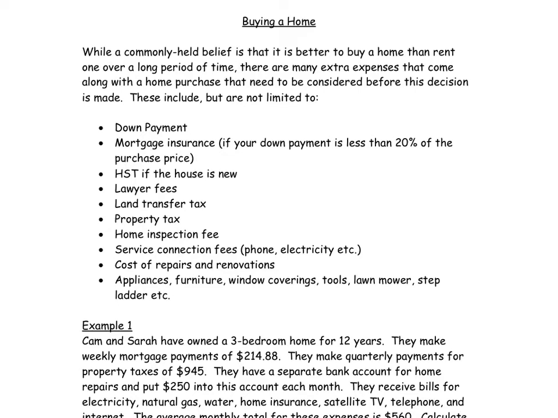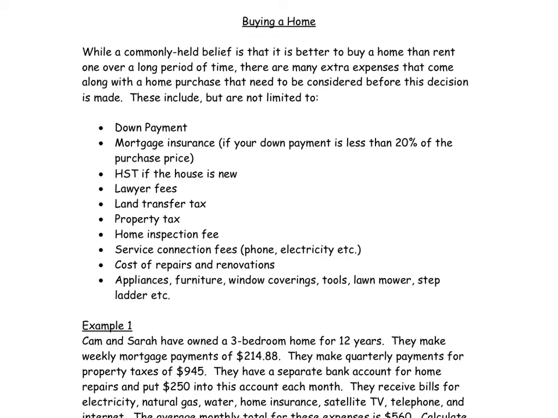In this lesson, we're looking at the various costs associated with purchasing a home. There are many extra costs you need to consider when deciding to buy a home as opposed to renting accommodation, and some of those things I've listed here. So you would need a down payment, which is a percent of the home value that you pay up front.